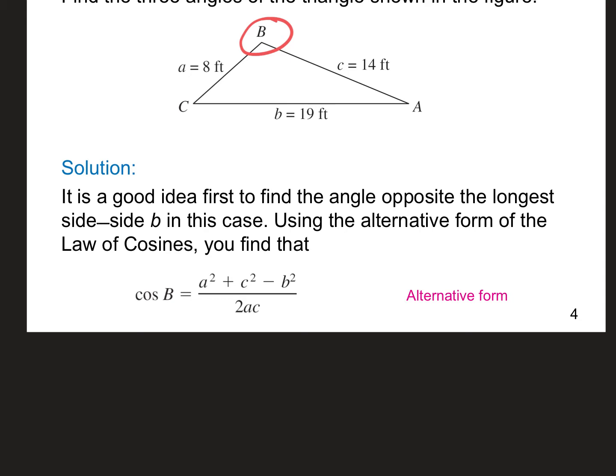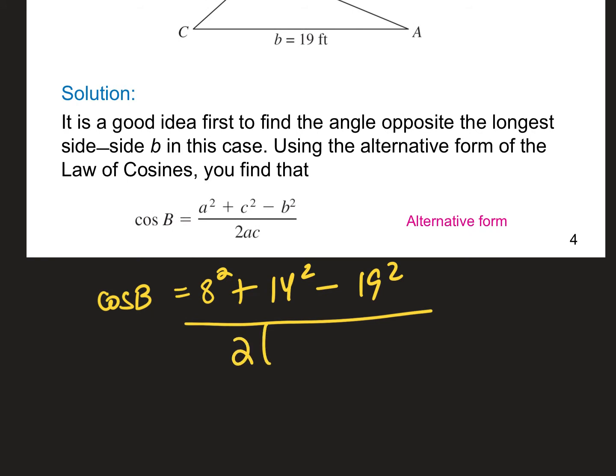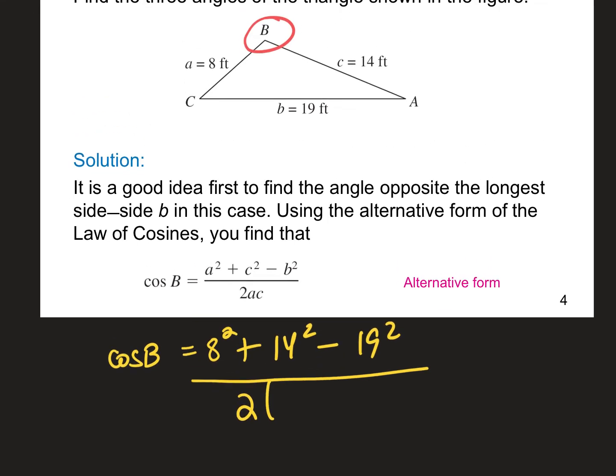If I'm going to find angle B, all right, cosine of B equals, and you need to show all of your work, guys, to get credit on your quiz. Side A is how much? 8 squared. So plus side C is how much? 14 squared minus 19 squared, all over 2 times what? 8 times 14. Yes? We good? All right, let's go through this.